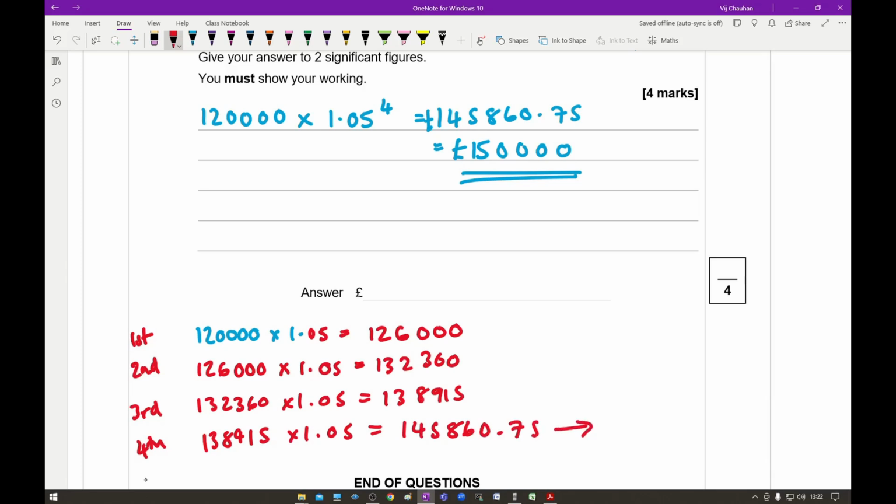And then we just need to round it to two significant figures, in which I get the same answer. And there we go.